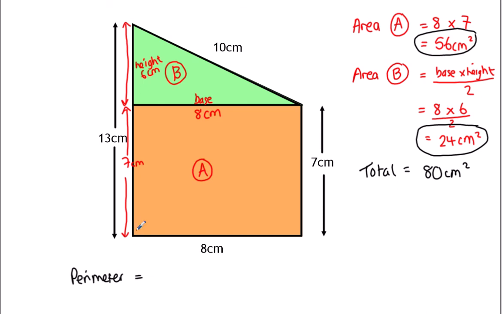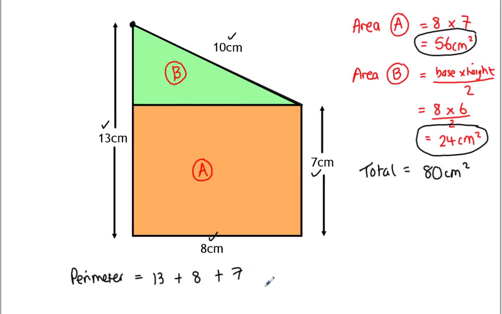probably the easiest way to do this is to delete all my extra workings, because it's going to get confusing. So if I get rid of all the extra things I wrote on, and we just work our way around the outside. So if I start from the top corner, I got to go down 13, I got to go across 8, I got to go up 7, and then I got to go diagonal 10. So that's 21, 28 plus 10 makes 38 centimeters for the perimeter.